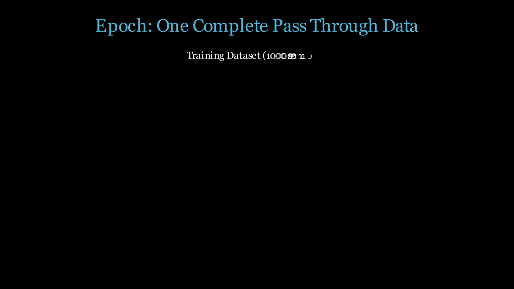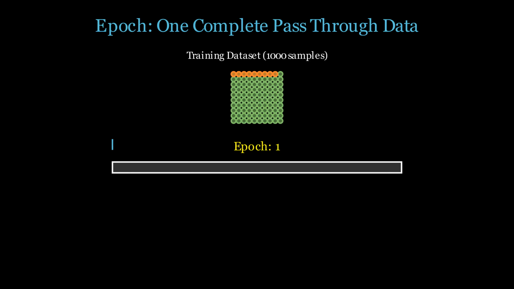Here's a visual representation of a training dataset with 1000 samples. Each green circle represents one data point that our model needs to learn from. In one epoch, the model will process every single one of these samples. Watch as we simulate one epoch.